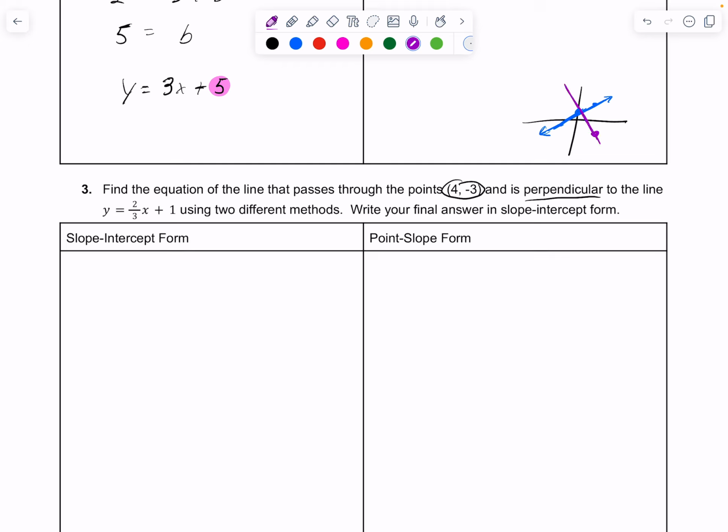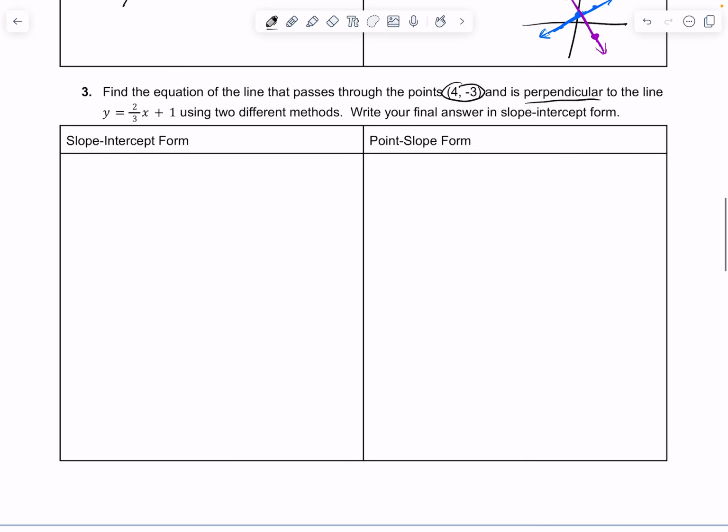Again, just sketching here. So I'm going to try to find the equation of that purple line that's perpendicular to that original blue one, and goes through that point 4, -3. Now, what you guys hopefully know from Algebra 1 or in our review, is that perpendicular lines have opposite reciprocal slopes. So the slope of this line is 2/3. So the slope of our new line is going to be -3/2. All right, opposite reciprocal.